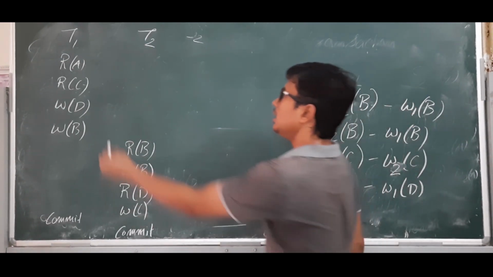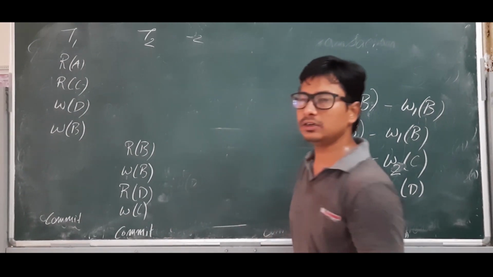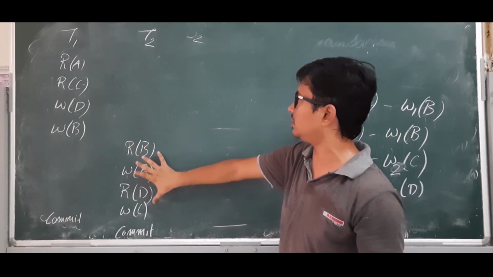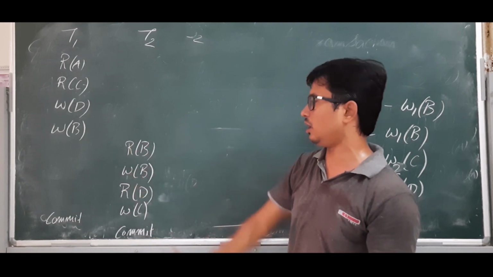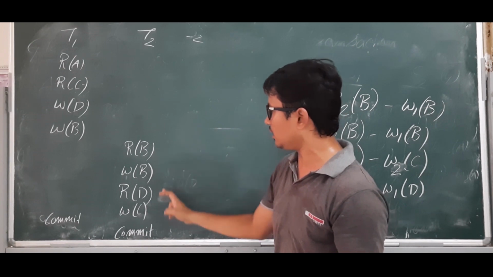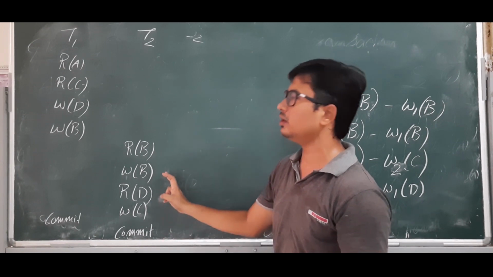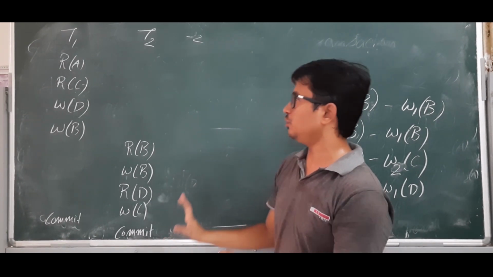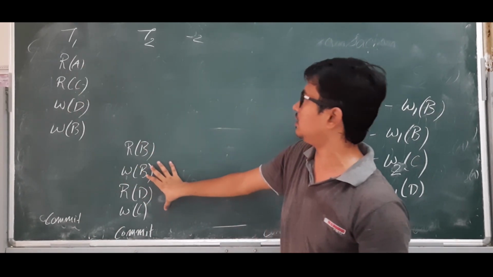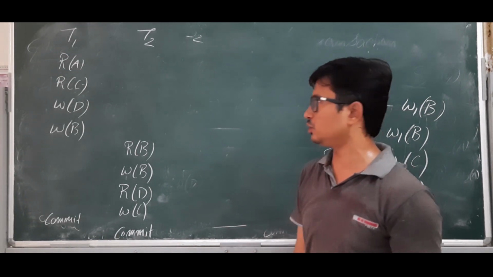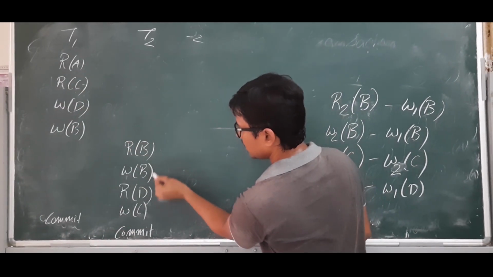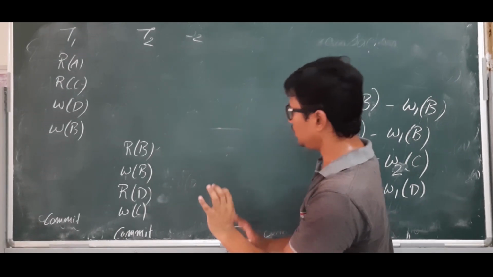First we will check this read A, whether this operation is creating any conflict with the operations in transaction 2 or not. This is a read A. There is no other operation performed on data item A, so this is a safe operation and it is not creating any conflict with the operations in transaction 2. Now we will see the read C. This is not on data item C, so we need not worry.